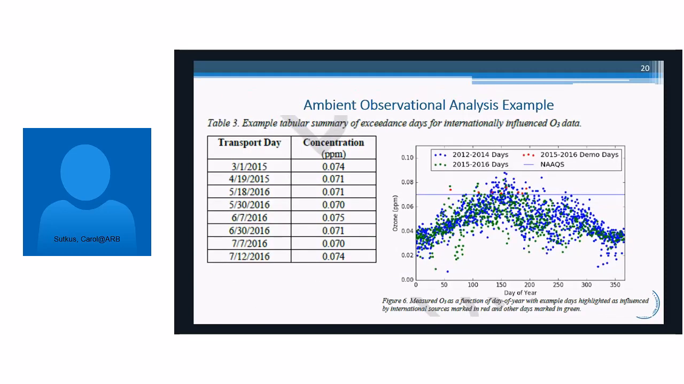So now I'm going to show you an example, and in this particular example that I'm showing, the evidence is not jumping out as immediately obvious. What I'm showing here is a table of days on which international transport has been identified, and I'll start actually with the figure on the right. The figure on the right shows measured ozone concentrations as a function of day of year on 5 years worth of observational records. And the days in red are days where we did an example analysis ourselves and came to the conclusion that those days might be considered as having international influence.